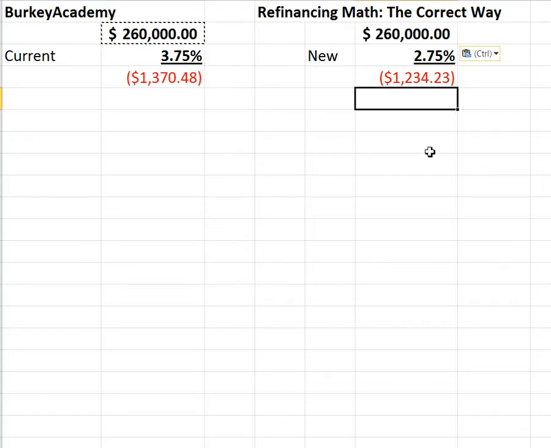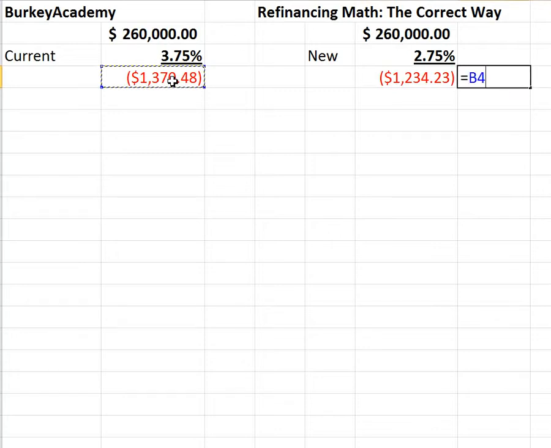Here's where the wrong calculation is. The wrong calculation is to say, if I refinance my mortgage, then my payment will go down. My payment's going to change by this amount minus this amount. The difference in the payment is $136.25. Therefore, the logic goes, and this is wrong, that if that's the amount I'm saving per month, $136, then multiply that times 12.